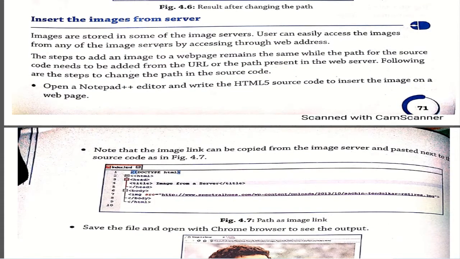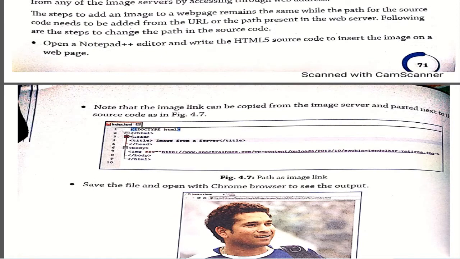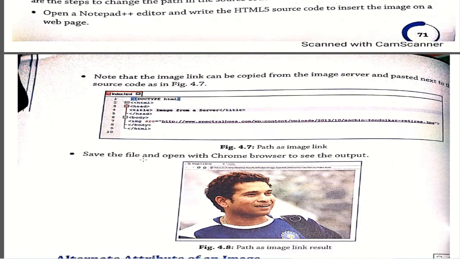Okay, next, insert an image from a server. Images are stored on some image server. The user can easily access an image from any image server. For that, open Notepad, then open any browser. Under that, you can have any image. At the top of the page, you will find the URL section. That URL is to be copied and pasted over here. Then the same process: save the file with the .html extension and run the file with any browser.